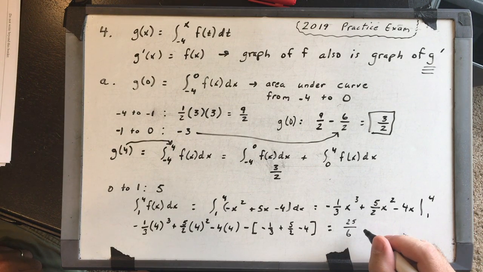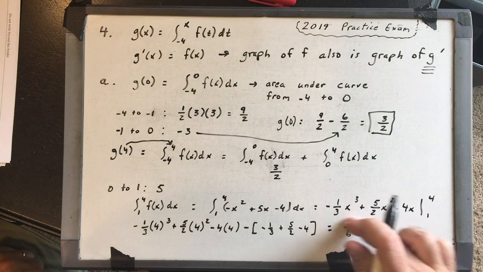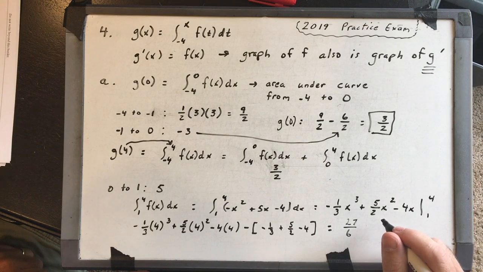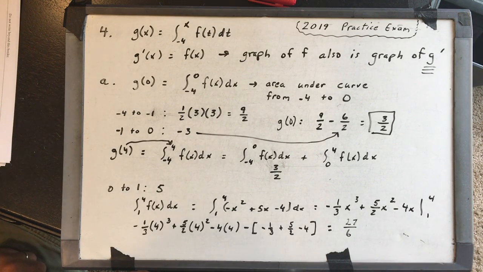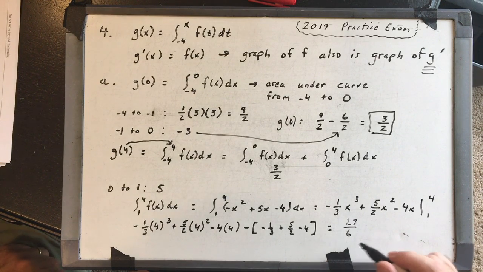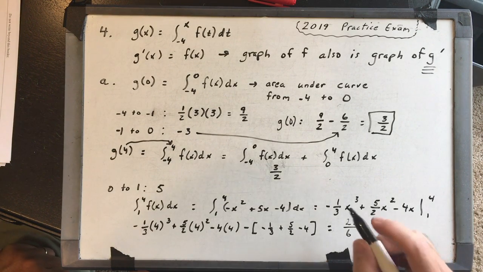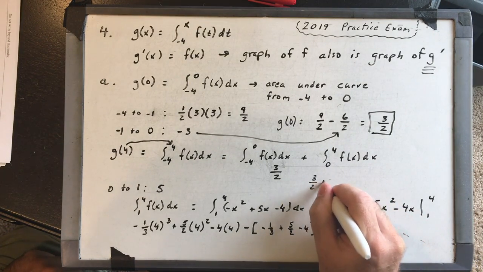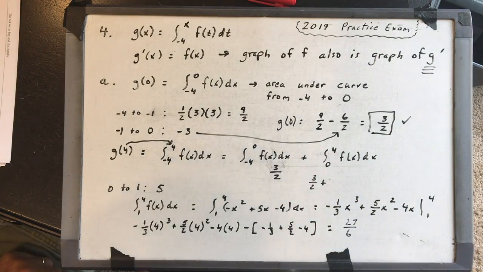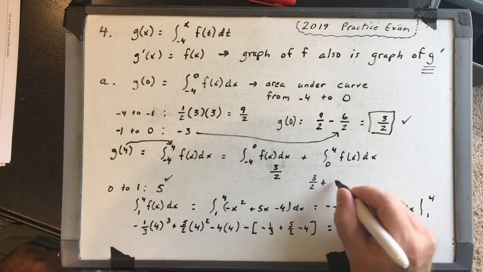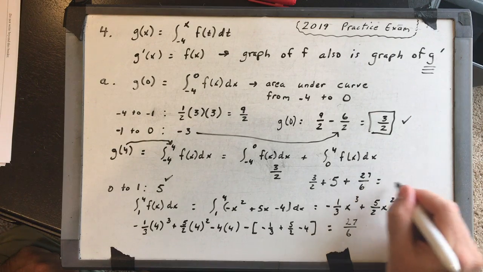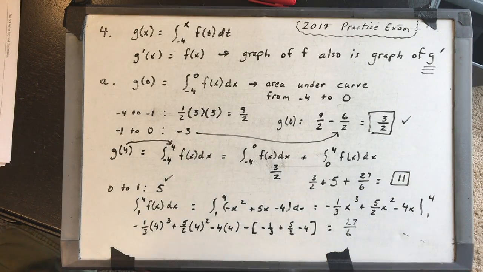All right, I'm sorry, 16 plus 11 is 27/6. Let's see, yeah, that's right. So that's just from 1 to 4. Okay, so your final answer is going to be 3/2 plus, so this amount here, plus from 0 to 1 is 5, plus from 1 to 4 is 27/6, and that's 11. So very helpful to have your calculator on the second part.